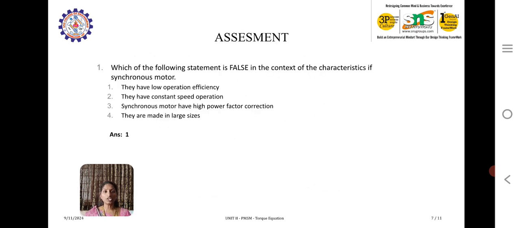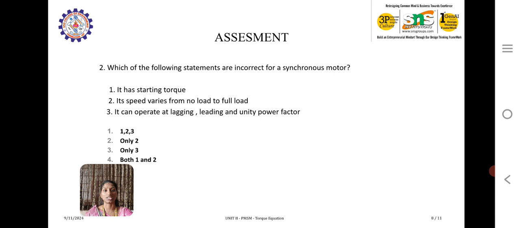Which of the following statements is false in the context of the characteristics of a synchronous motor? They have constant speed operation, or they have low operation efficiency, or synchronous motors have high power factor operation, and they are made in large sizes. The answer is option 1, they have low operation efficiency.